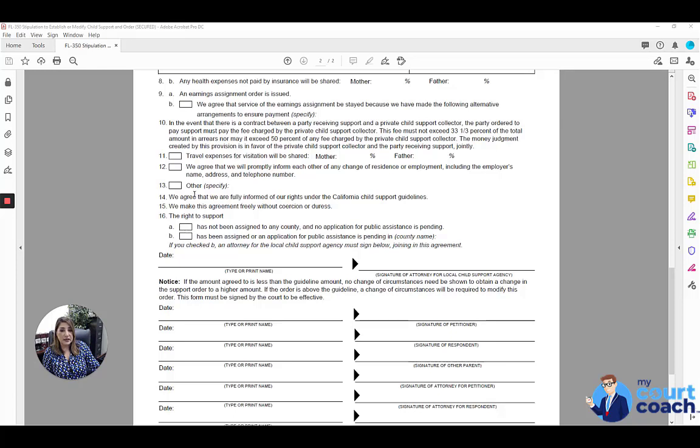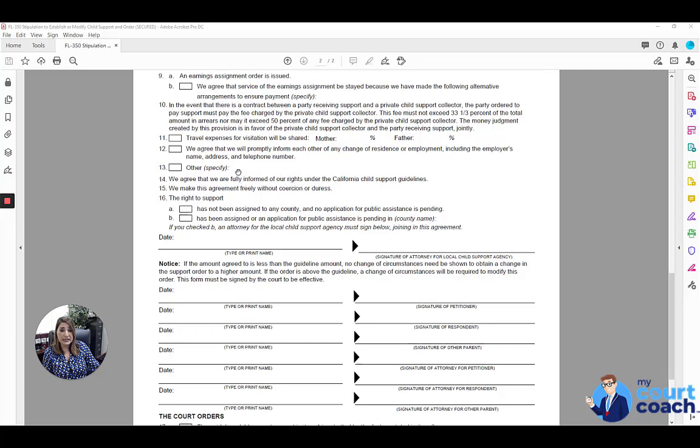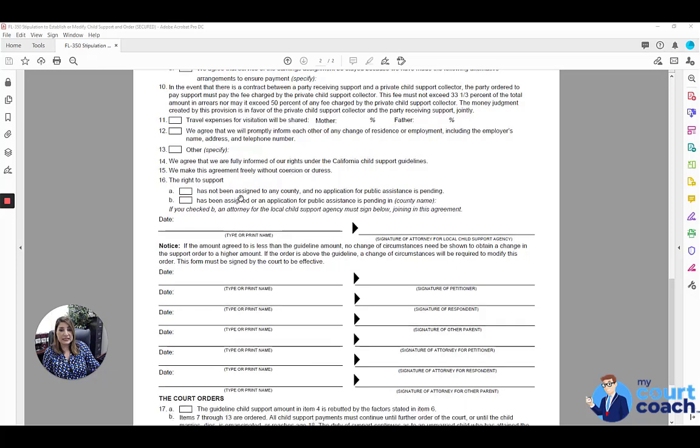Line 14, it states that you're fully informed of your rights. Line 15, you're agreeing to make this agreement freely without coercion or duress. And line 16, that the right to support has not been assigned to any county. There's no application for public assistance pending. You would mark that.